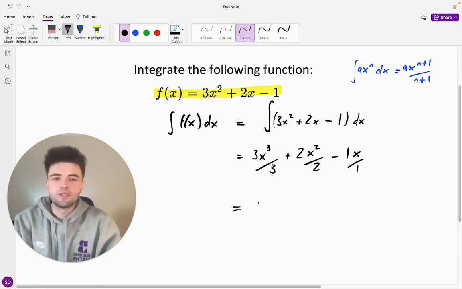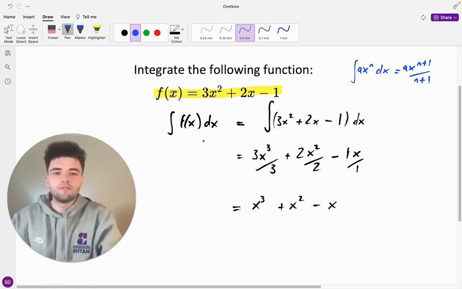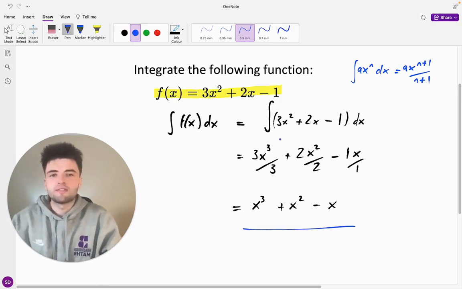And so now we're just going to tidy this up, and we're going to see that our integral simplifies down to x cubed plus x squared minus x. So that's going to be our final answer.